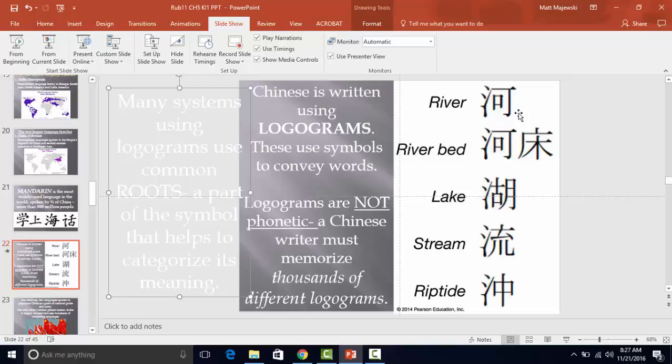So for instance, that is the image right there for river. Then this would be river, and you add the second image, and now it means not river, but riverbed. So that means river, that means bed. How about lake? Well, you'll notice the image for river up here. You add a few more things to it, and now you're describing a lake instead of a river. So you would have to memorize these images and the differences between them in order, for instance, to understand the difference between a river and a lake in their logogram system.